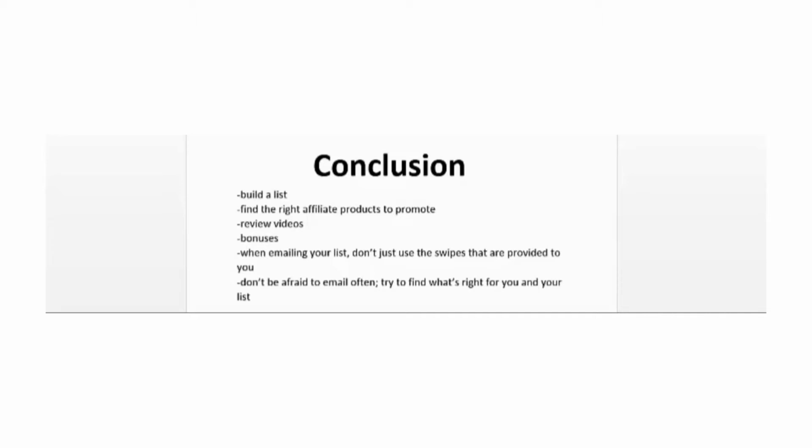Okay, you have to create incentives for your customers and subscribers. And as I stated earlier, there is a lot of competition out there. So you have to give them a reason why they should buy from you. Okay, now some other tips here. When you're emailing your list, don't just use the swipes that are provided to you, because a lot of these affiliate products have email swipes that you can just copy and paste into your autoresponder. Okay, now you don't want to do that.